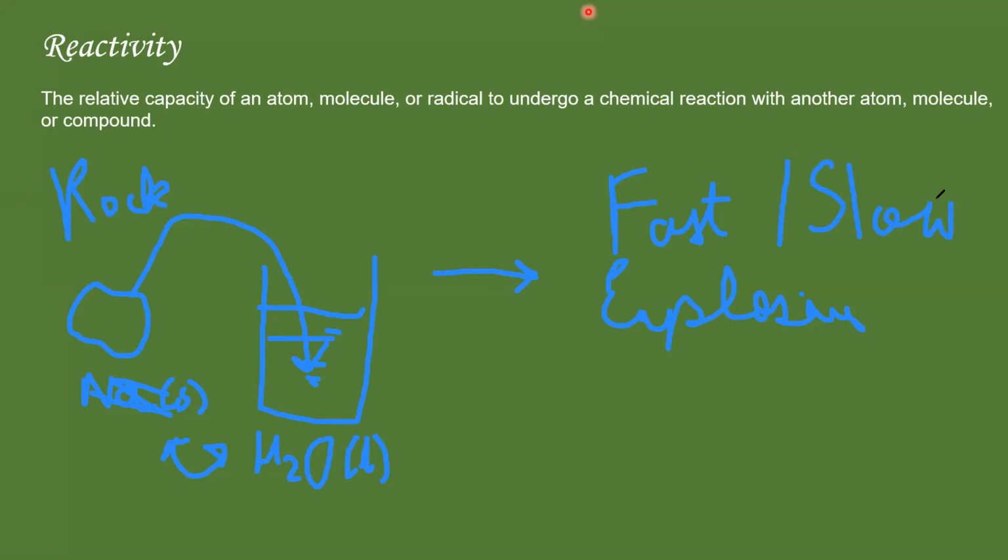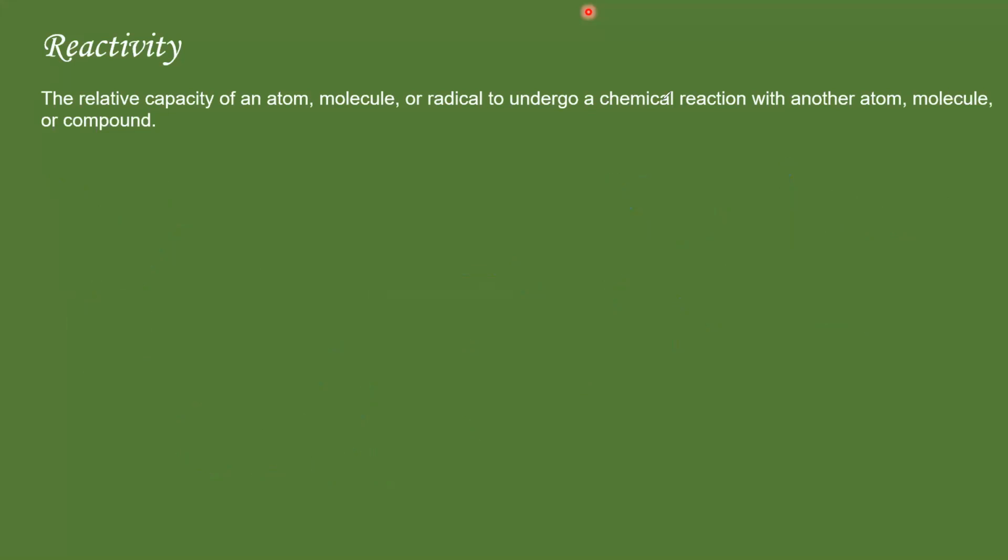So reactivity is nothing but this: if you have two compounds, or 2, 3, 4, any number of compounds you want to take, and you mix them together, the speed and the intensity with which the reaction is going to happen is the reactivity. If the speed and intensity is greater, we say that they are highly reactive. If the speed and intensity is very less, very slow, we say that they are not that reactive, they are unreactive. All right. So this is what reactivity means.